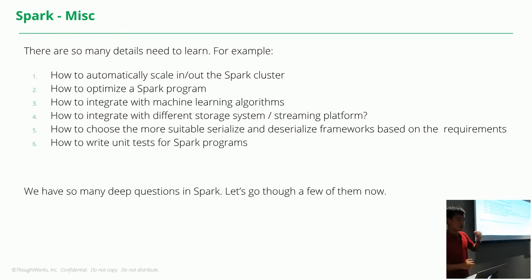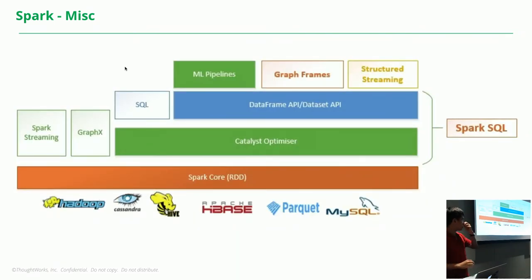So we have so many deep questions. Let's go through a few of them. This one is kind of the ecosystem of Spark processing. At the bottom of this picture, we can see there are many different storage and file systems. Hadoop is HDFS. At the top there is Spark Core, where we write RDDs, because it encapsulates data as RDDs. On top of that, there are three different things. The Catalyst optimizer tries to optimize your DAG and make it more performant. For example, if you have a map and a filter, it can convert your sequence to filter first and then map.